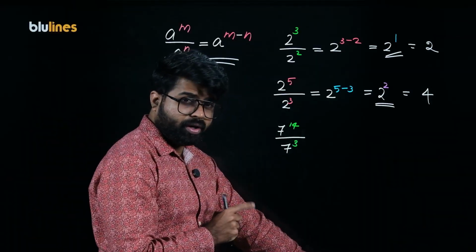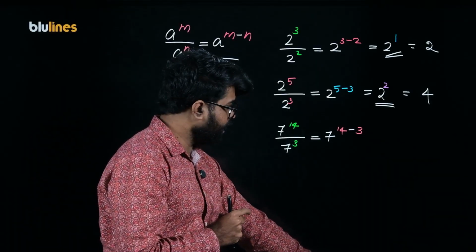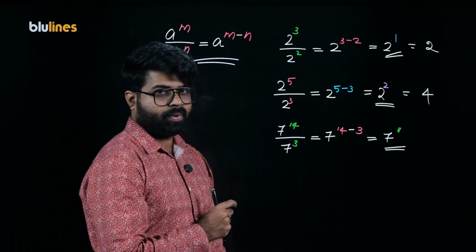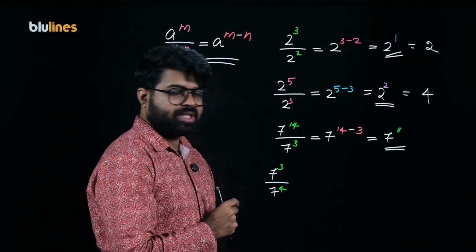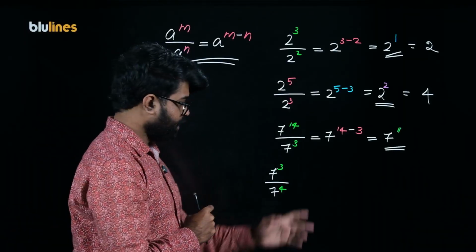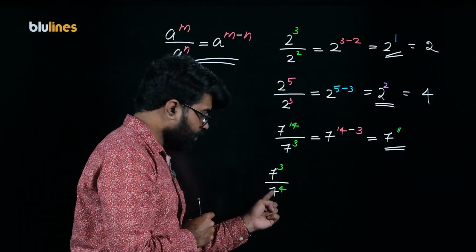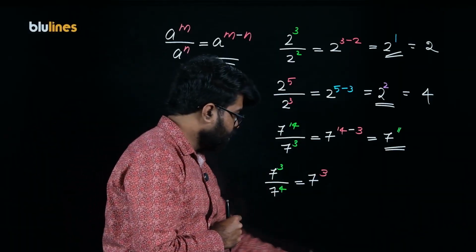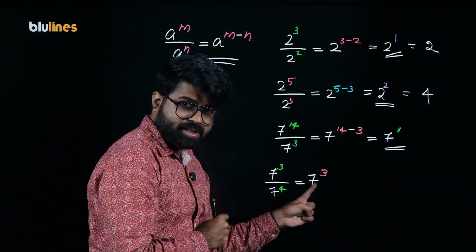Now 7 to the power 14 upon 7 to the power 3. So 7 to the power 14 minus 3, which is equal to 7 to the power 11. Next one, 7 cube upon 7 raised to 4. Yeah, a beautiful one. 7 to the power 3 divided by 7 to the power 4.